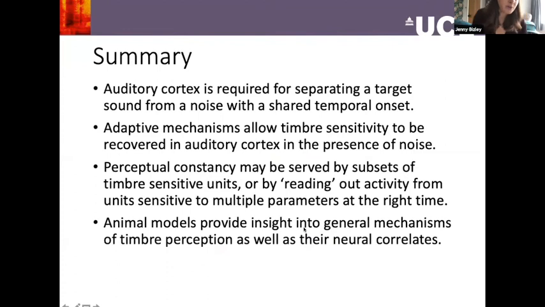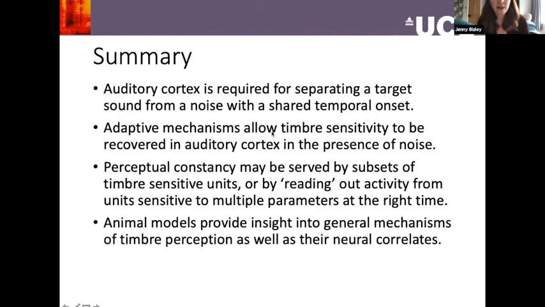So to summarize what I've told you today, auditory cortex is required for performing spectral timbre discrimination in the presence of a temporally restricted noise. Whether that's because the role of auditory cortex is actually to pull apart those two sound sources, or whether it's simply that the representation of the spectral envelope is more vulnerable in the presence of noise, and that means that an auditory cortical impairment is more substantial, is yet to be determined.